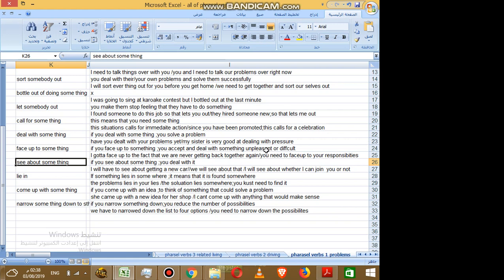Narrow something down to something. If you narrow something down, you reduce the number of possibilities. We have to narrow down the list of four options. You need to narrow down the possibilities.